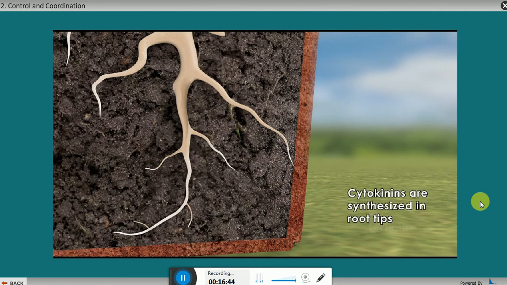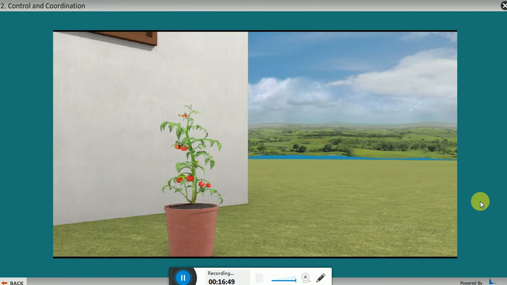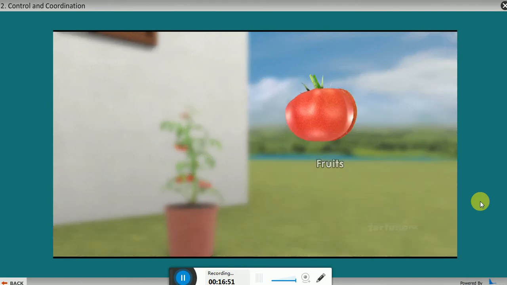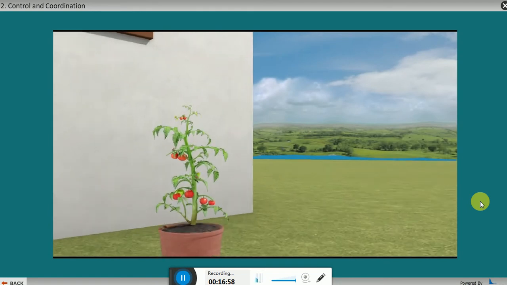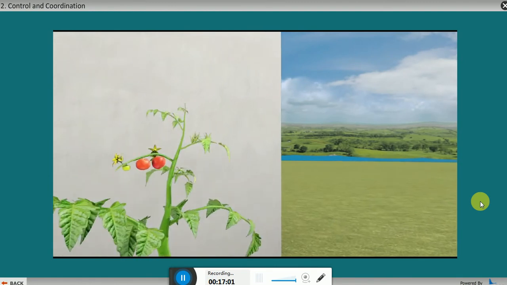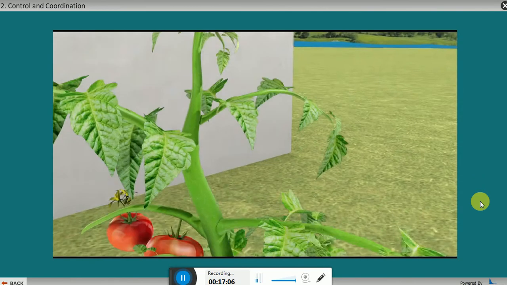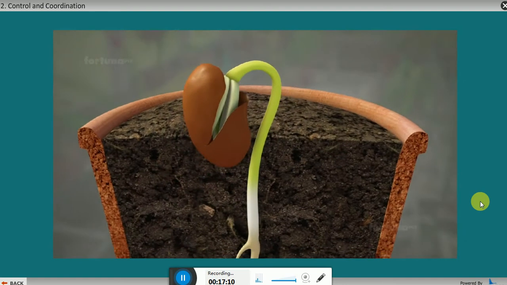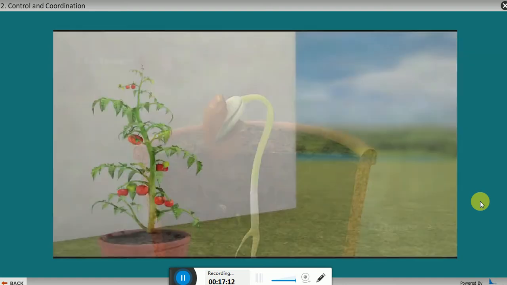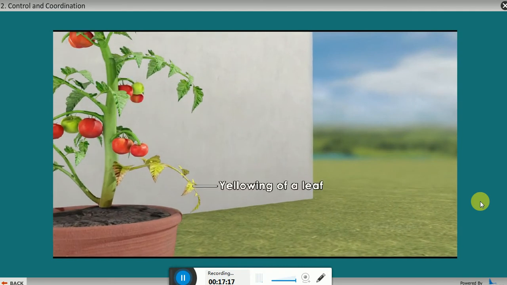Cytokinins are synthesized in root tips, as well as in developing fruits and seeds, and are then transported to other parts of the plant. They stimulate cell division and shoot growth. They also stimulate the growth of lateral buds, cause dormant seeds to germinate, and delay leaf senescence. In other words, the yellowing of a leaf.